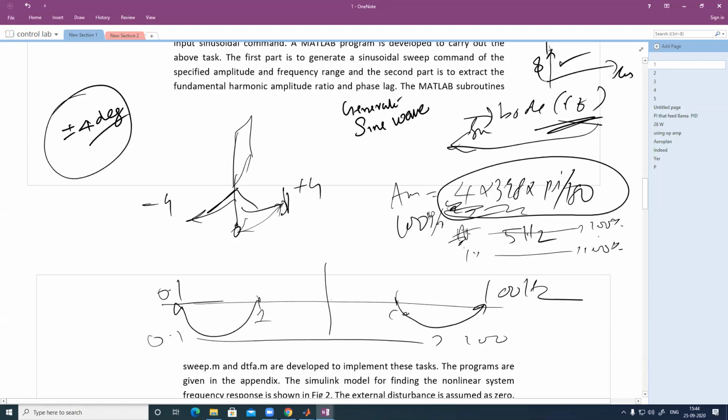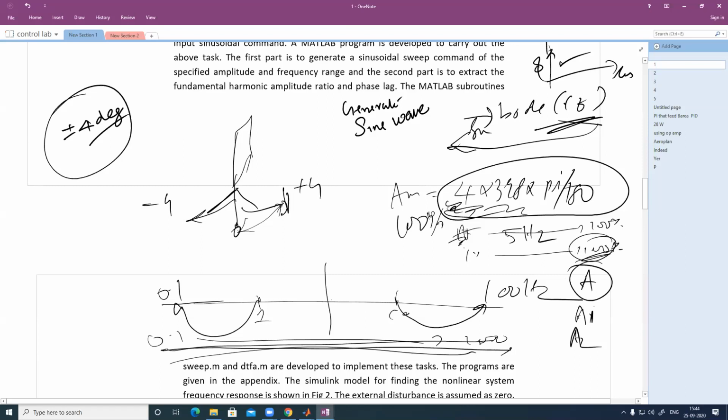Sir, within one sine wave, I have to... One sine wave you cannot create it. So you have to create sine waves. First you fix the amplitude, then you change the frequency from 0.1 to 100. Then you change the amplitude to A1, then change 0.1 to 100 again. Then A2, and change it. So this will require so much time.